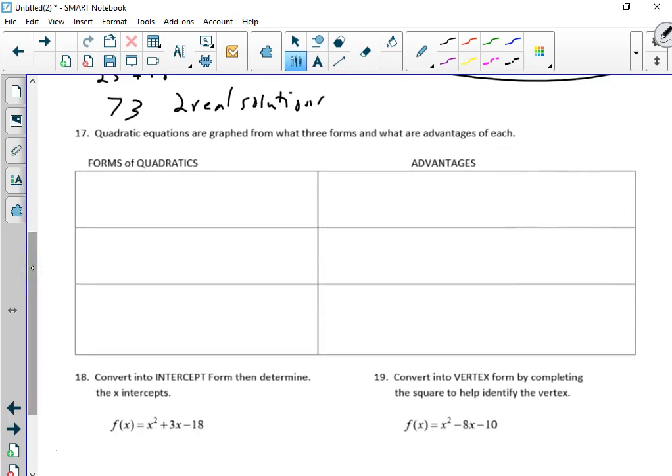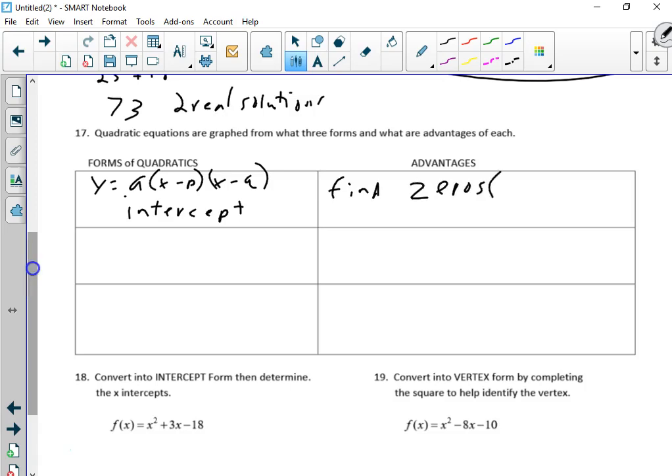All right, forms of quadratics. We have y equals a times x minus p times x minus q, also known as intercept form. Now, what is this good for? Find the zeros, or the x-intercepts, or the solutions. All the same thing. Zeros, x-intercepts, solutions. Easily.